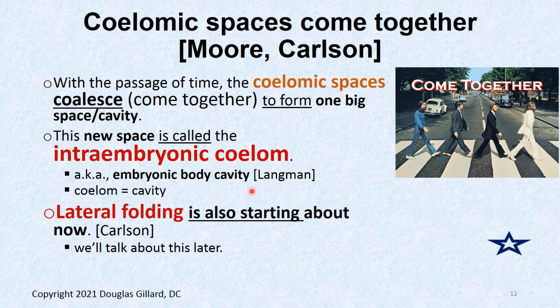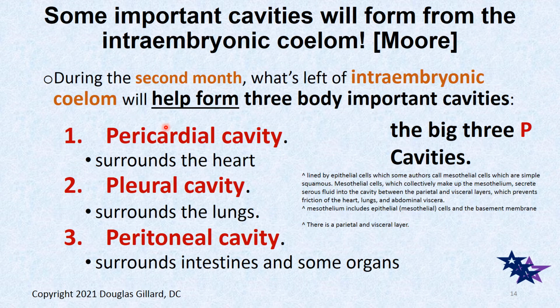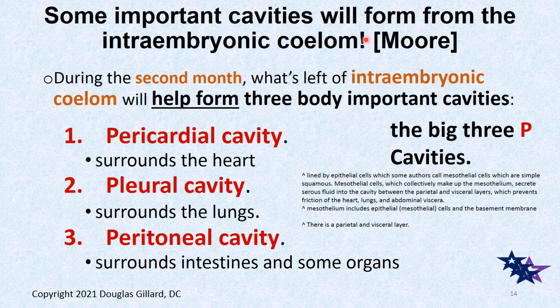Lateral folding is also starting to occur about this time, but we're not going to talk about that. So here's where we are. Those little cavities coalesced into a big cavity called the intraembryonic coelom. Okay, great. What happens? Who cares about that? Why did I even bring that up? Very important stuff here. So this intraembryonic coelom, the tissue in that during the second month of development, forms the big 3 P's, the big 3 P cavities: pericardial cavity, pleural cavity, peritoneal cavity.